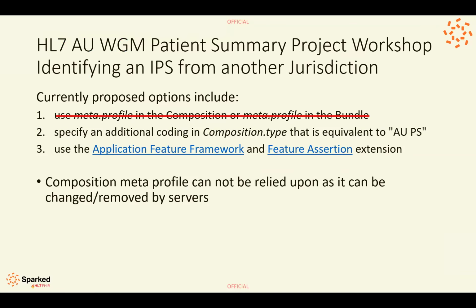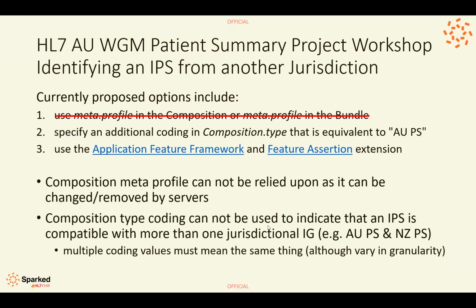But the discussion that we had in the room was that the use of meta.profile could not be relied on because it can be changed and removed by servers. And we also looked at the composition.type, which was previously a preferred option that was considered I think back in December.